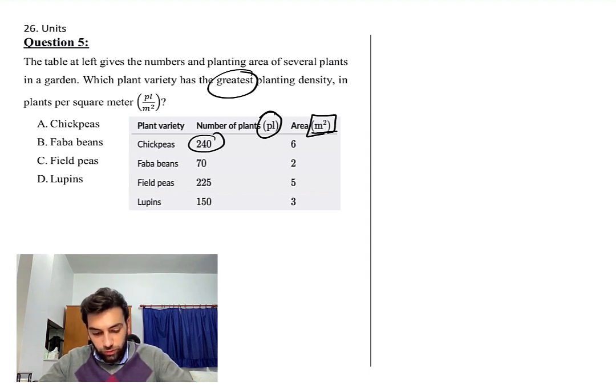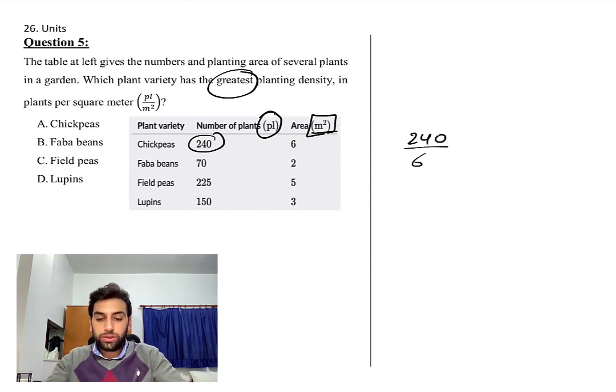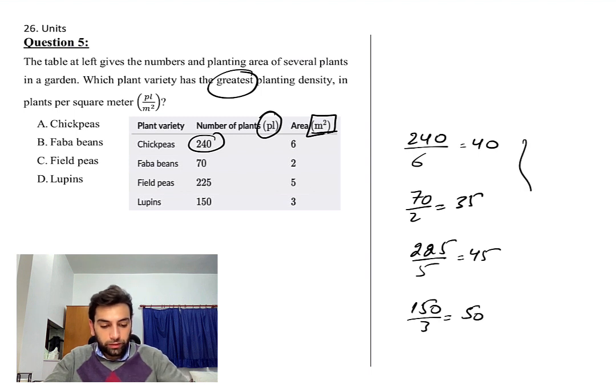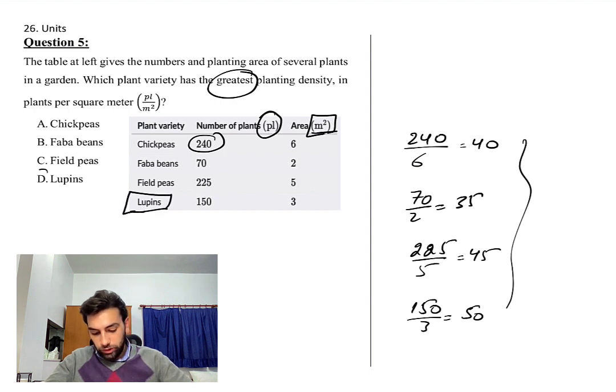So 240 divided by 6 for the chickpeas, which is 40. Now for the faba beans, divide 70 by 2, you'll get 35. Divide 225 by 5, you will get 45. And divide 150 by 3, you will get 50. Accordingly, the greatest value between all of those would be for the lupins, which is choice number D.